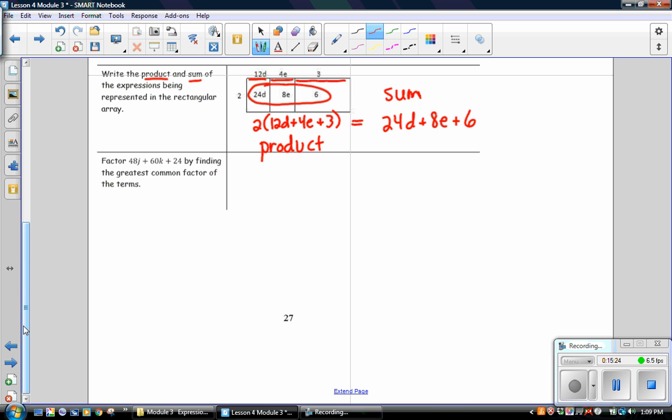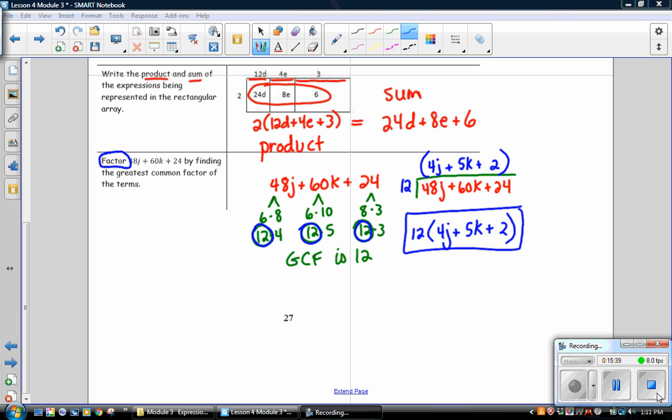Factor 48j plus 60k plus 24 by finding the greatest common factor of the terms. Pause the video, solve this problem, and then resume the video to check your work. The greatest common factor for 48, 60, and 24 is 12. Notice that I wrote a couple of different multiplication problems for each one, and I noticed that 8 is not a factor of 60, so I could not use 8 as the greatest common factor.